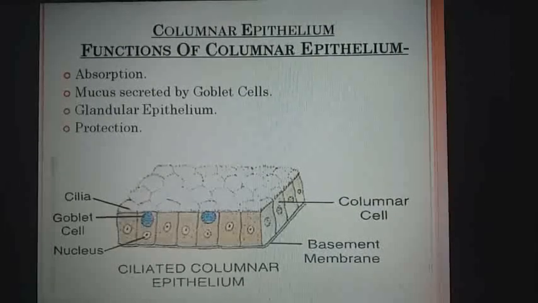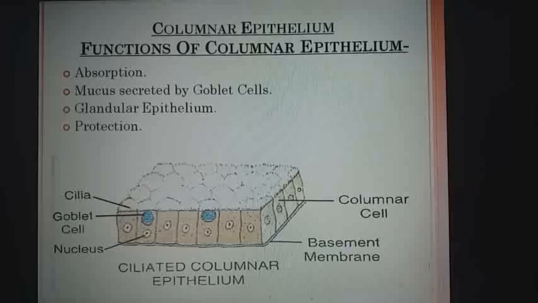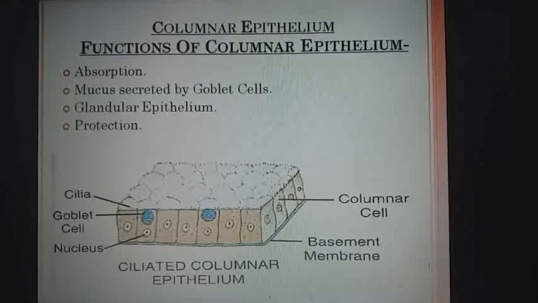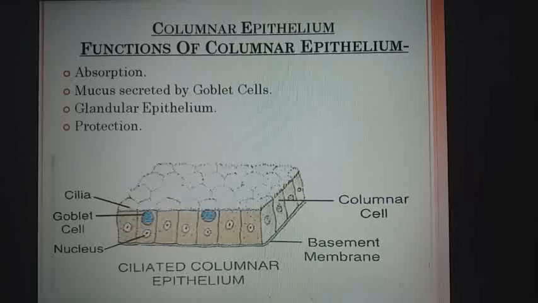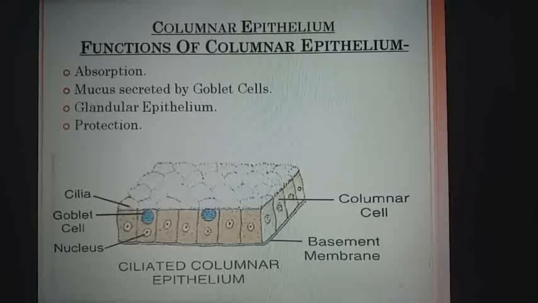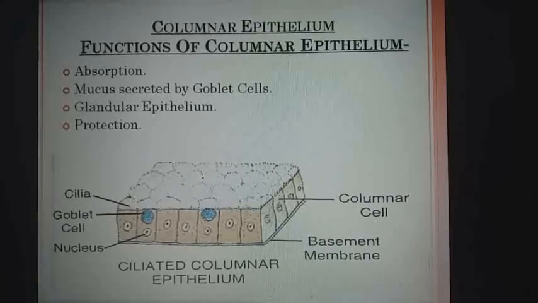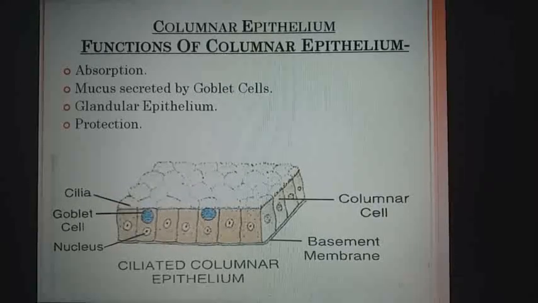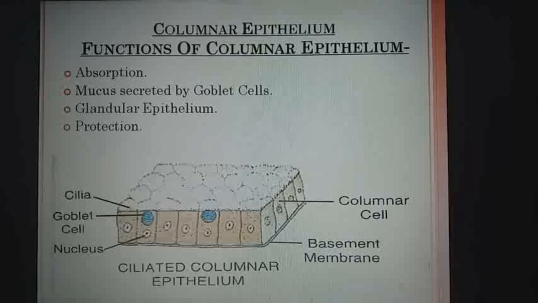Now, columnar epithelium. As the name suggests, a column-like structure is there, and it helps in absorption, mucus secretion or protection. But one thing: when this columnar epithelium contains the hair-like structures that are visible in your book, then it is known as ciliated columnar epithelium. And this ciliated columnar epithelium helps to push the mucus.